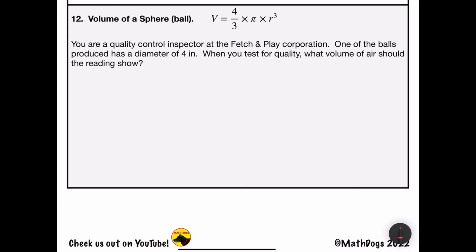Number 12 is the volume of a sphere, which is just a ball. The formula says volume equals 4/3 times pi times the radius cubed. In this problem, you are a quality control inspector at the Fetch and Play Corporation. One of the balls produced has a diameter of 4 inches. When you test for quality, what volume of air should the reading show?